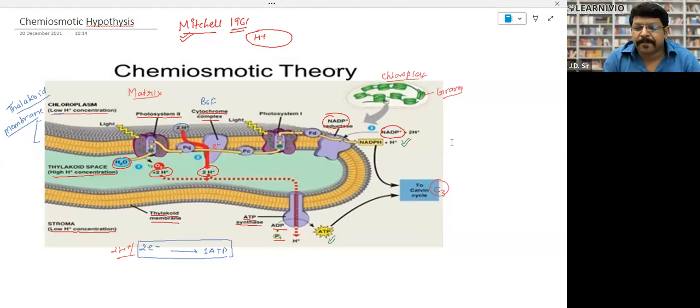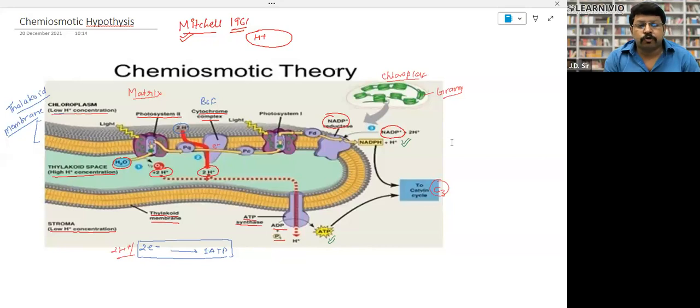This is basically a concept which explains how ATP formation takes place when an electron passes through a particular substance or a particular electron carrier. How the ATP formation takes place in this reaction of photosynthesis, right? Electron transport. Try to understand.